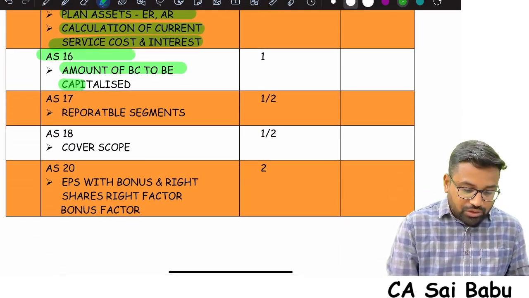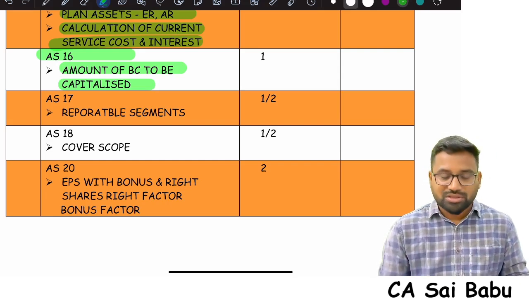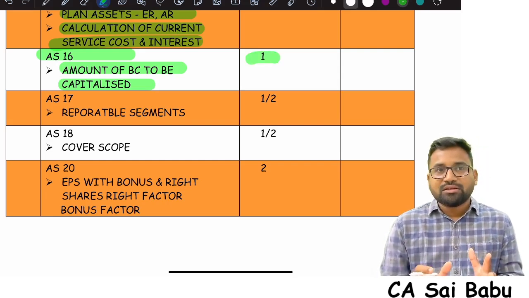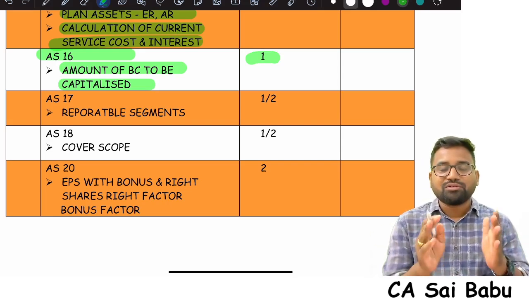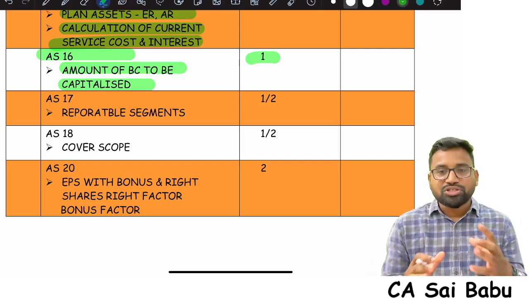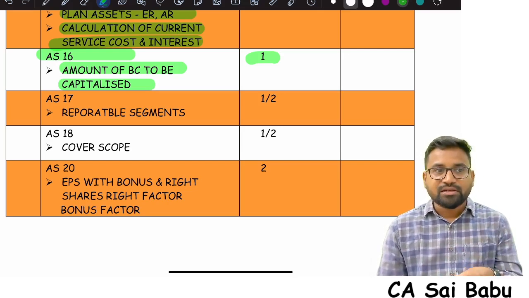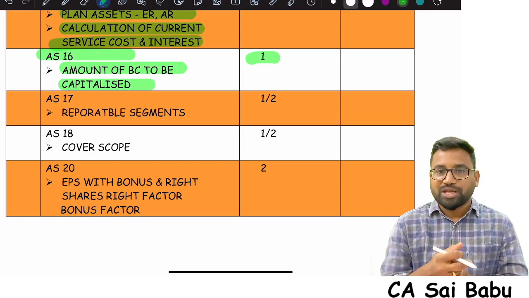A16, borrowing cost to be capitalized. What is the amount of borrowing cost? They are testing the same question. They will give you some general borrowings, specific borrowings, and they will specify the different dates and how much amount they spend for an asset, and they will ask you how much amount of borrowing cost is to be capitalized.